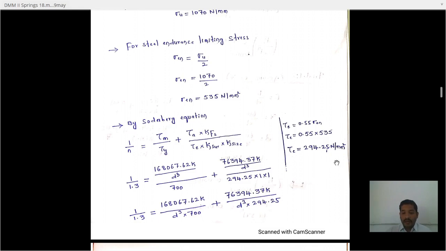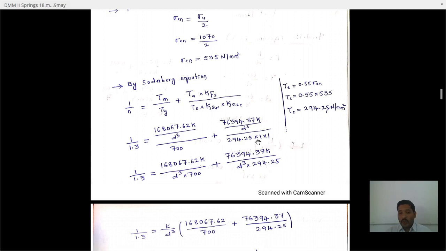After getting the value, you need to substitute it here. K, the surface finishing factor, is 1, and K, the size factor, is 1. First of all, you need to divide this term: 76394.37 as it is, by 294.25 into d cube, because the bottom terms move above. And the same as it is, 168067.62 K by 700 into d cube.